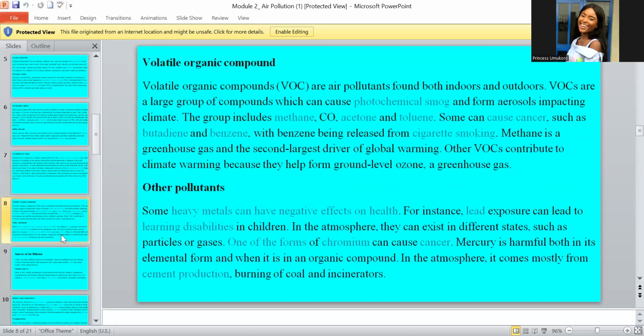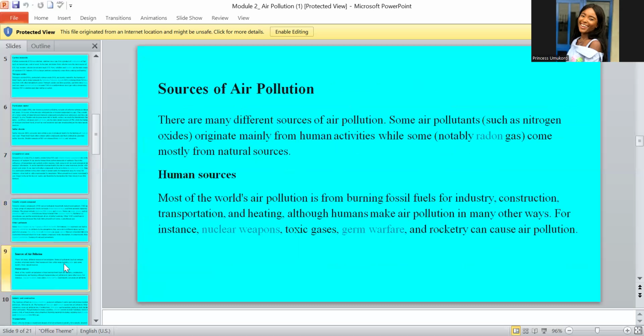We have volatile organic compounds, and these are air pollutants that are found both inside and outdoors. VOCs are a large group of compounds which can cause photochemical smog and form aerosols, impacting climate. Other pollutants include heavy metals. For instance, lead can lead to learning disabilities in children. In the atmosphere, they can exist in different states, such as particles or gases. One form of chromium can cause cancer. Another example is mercury. In the atmosphere, it comes mostly from cement production, burning of coal, and incinerators.